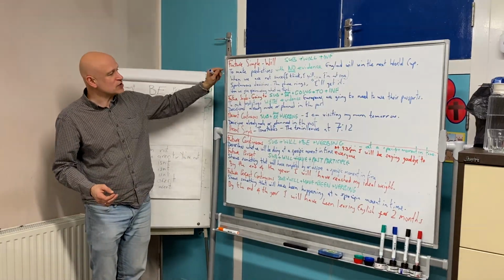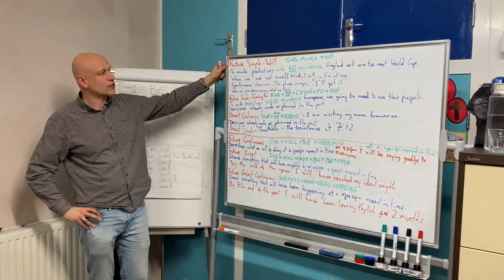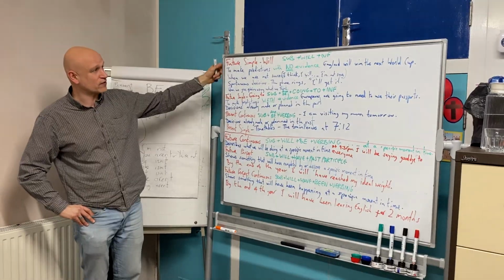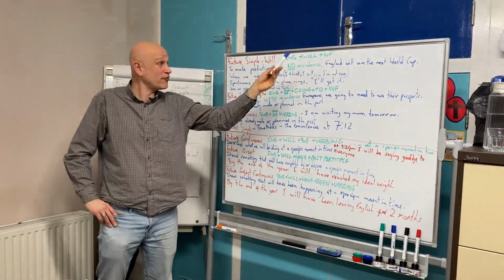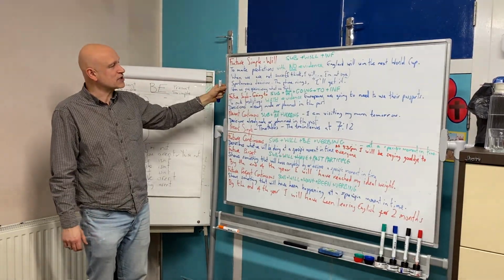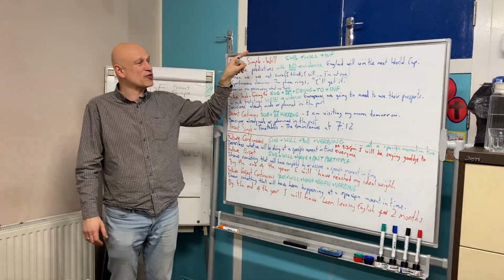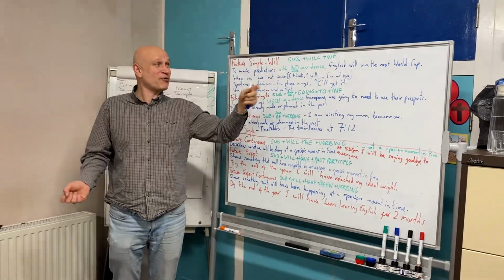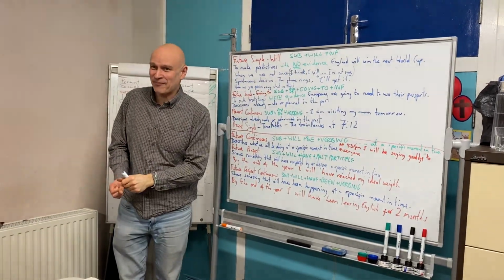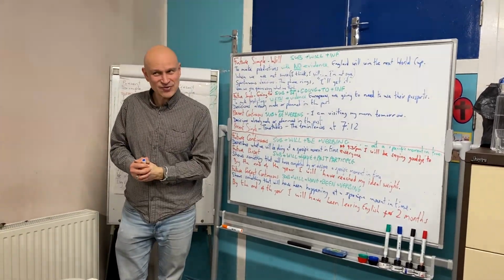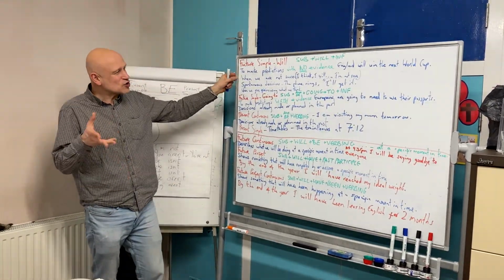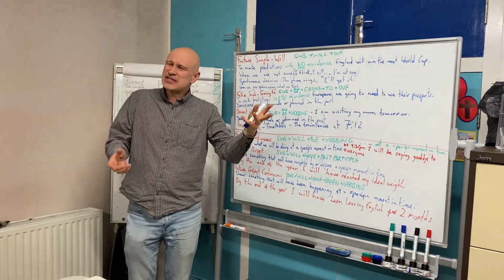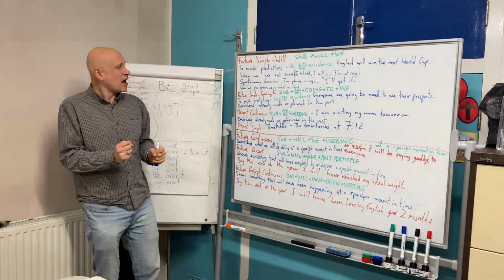We have two future simple tenses, the future simple with will and the future simple with going to. The future simple with will, there's the structure of it. We use it for different reasons. We use it to make predictions with no evidence. For example, England will win the next World Cup. I'm sure of it. What evidence do I have? Absolutely none.